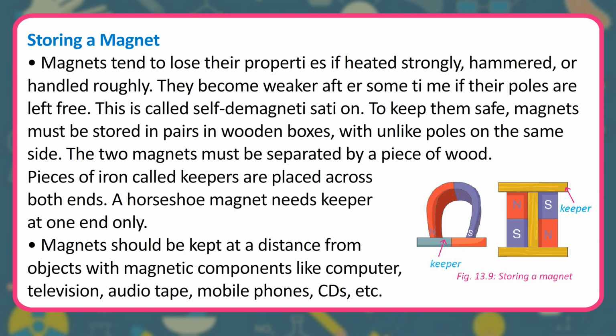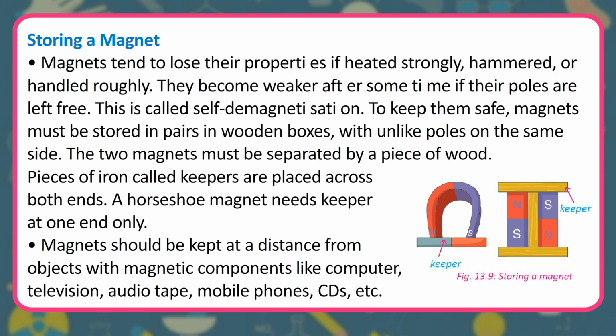Storing a magnet. Magnets tend to lose their properties if heated strongly, hammered, or handled roughly. They become weaker after some time if their poles are left free. This is called self-demagnetization. To keep them safe, magnets must be stored in pairs in wooden boxes, with unlike poles on the same side. The two magnets must be separated by a piece of wood.